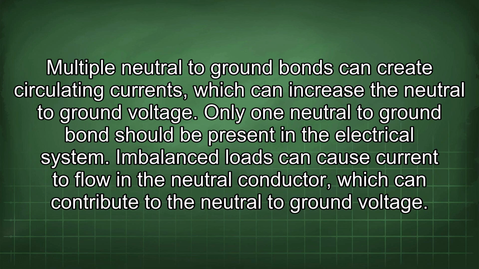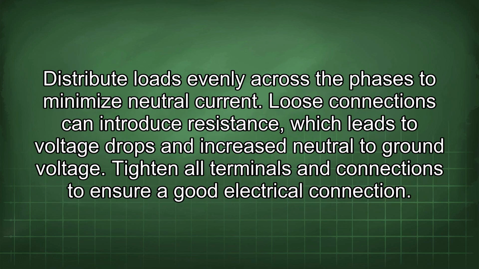Multiple neutral to ground bonds can create circulating currents, which can increase the neutral to ground voltage. Only one neutral to ground bond should be present in the electrical system. Imbalanced loads can cause current to flow in the neutral conductor, which can contribute to the neutral to ground voltage. Distribute loads evenly across the phases to minimize neutral current.